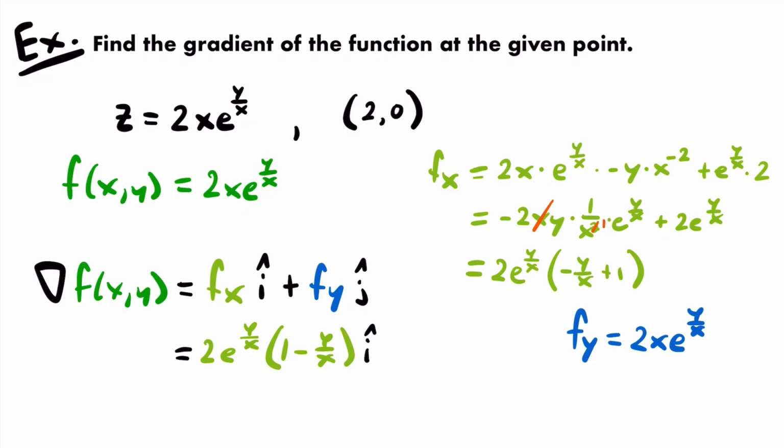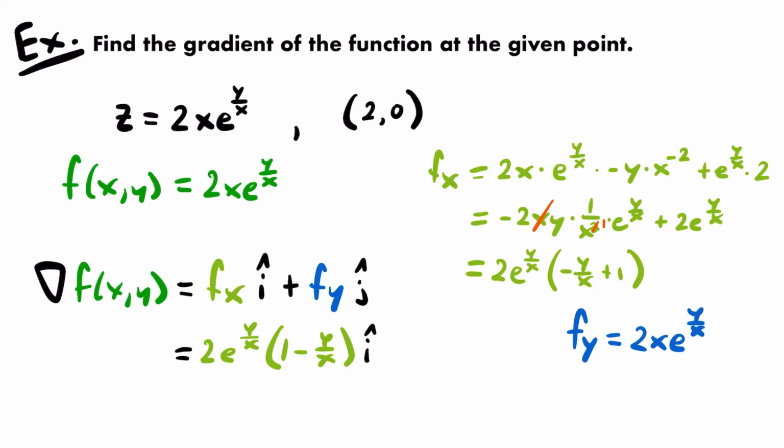You just rewrite the coefficient as well as that exponential part, and then multiply by the derivative of that exponent. And the derivative of y divided by x would just be 1 divided by x, right? Y is to the first power, so its derivative would be its coefficient, which is 1 divided by x. Okay, it's just like if you were taking the derivative of y divided by 2. Okay, the derivative of that would be 1/2.